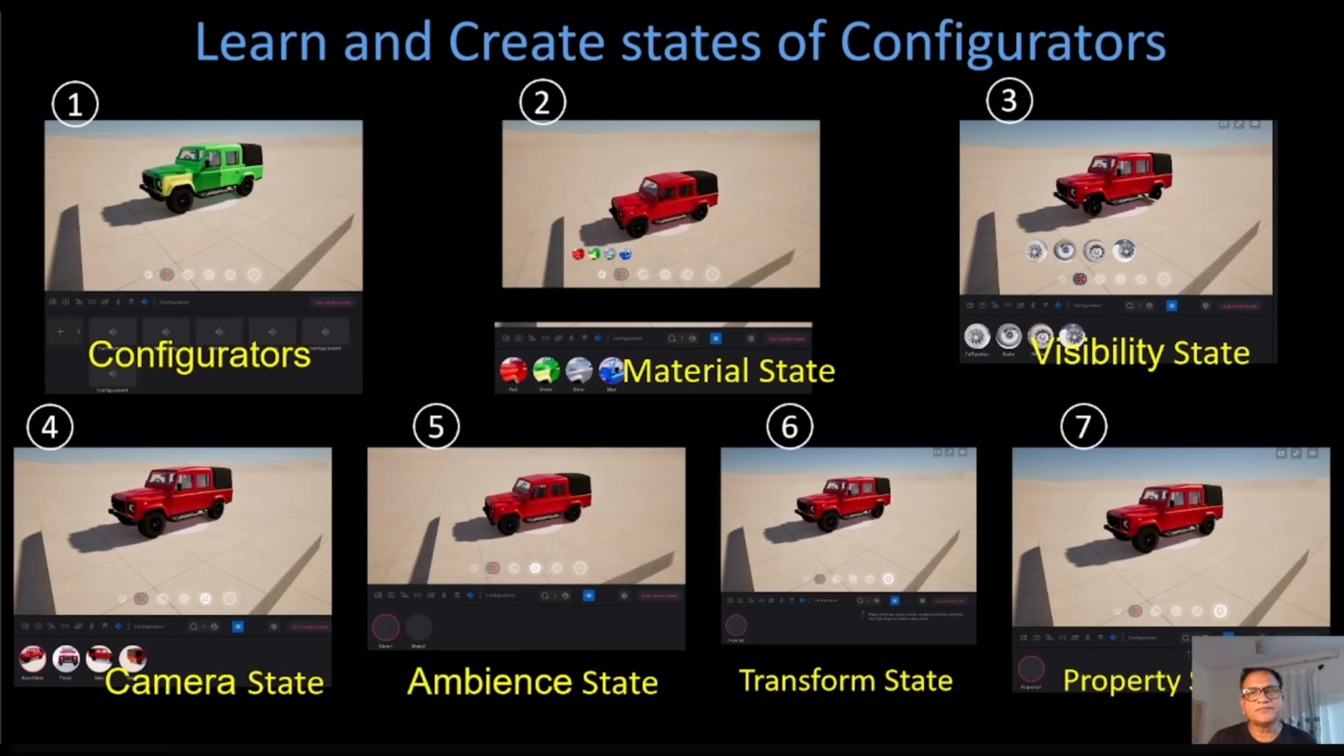Let us move ahead. What we are going to see here in the training, I'm going to create this scenario. So we'll start with the configurator. I'll talk about the workflow. Then we'll create a scenario of material state changes. Then we'll create a scenario of visibility state changes, camera state changes, ambience changes, transform state, and property. All these we are going to see in a very short time, and you can become a master of this to quickly implement it in the area and the domain in which you are working.